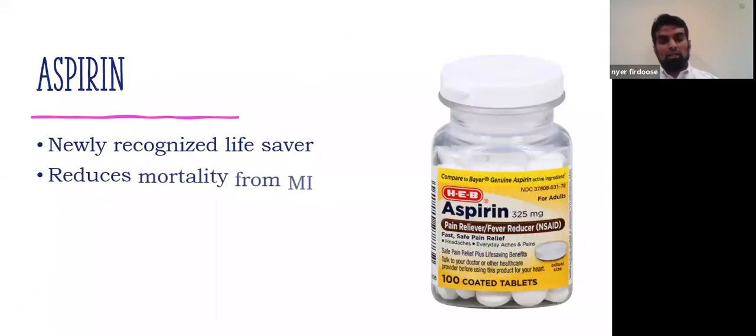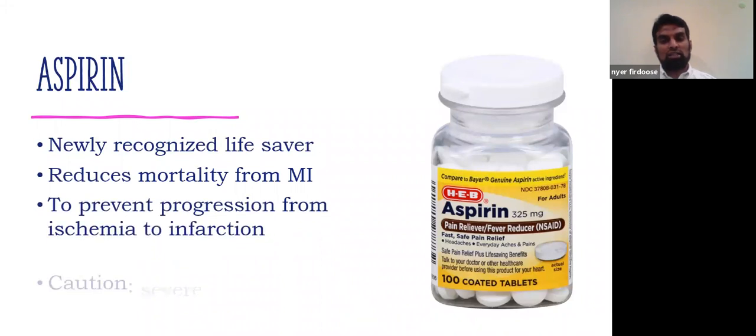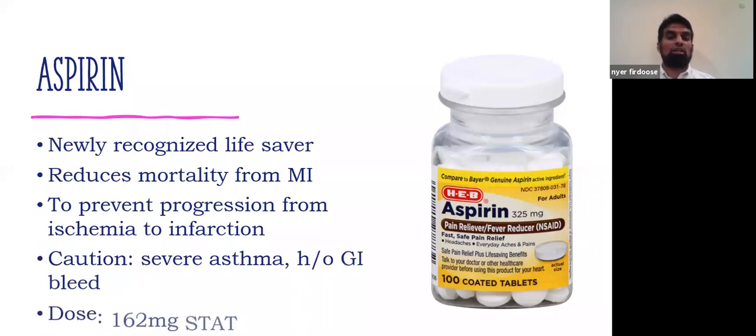Coming to aspirin, acetylsalicylic acid is one of the more newly recognized life-saving drugs, as it has been shown to reduce the overall mortality from acute myocardial infarction. The purpose of its administration during an acute myocardial infarction is to prevent the progression from cardiac ischemia to injury to infarction. There is a brief period of time early on during a myocardial infarction episode where aspirin can show this benefit.